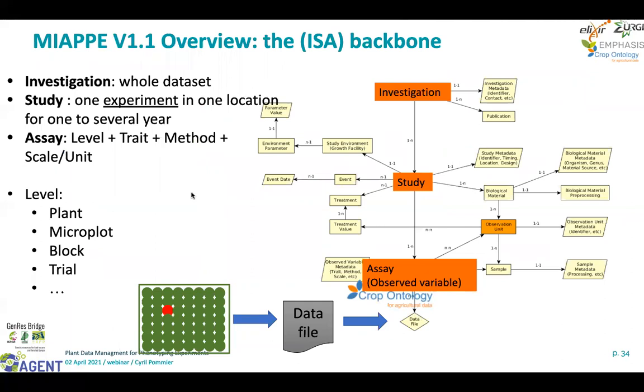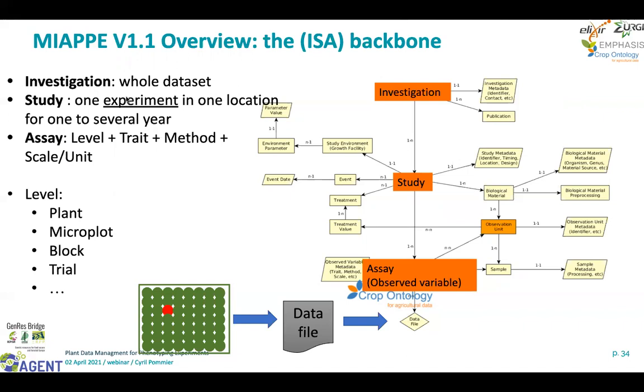And on this, we apply the organization of MIAPPE, which is based on the ISA backbone. ISA stands for Investigation, Study, Assay. It's an organization of the data that is widely used in life science data standards.